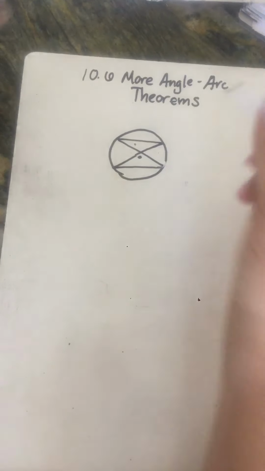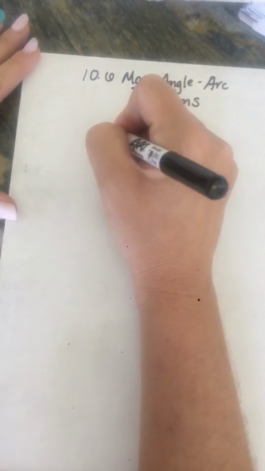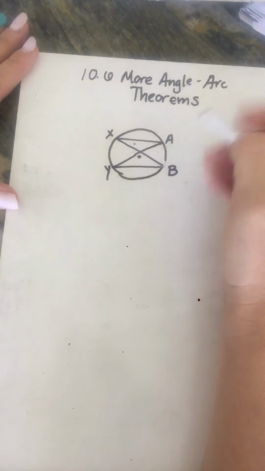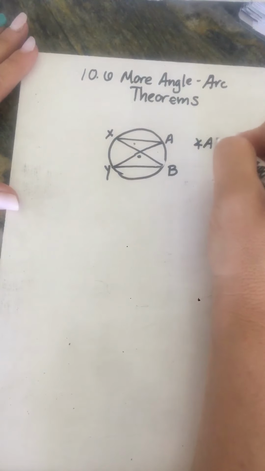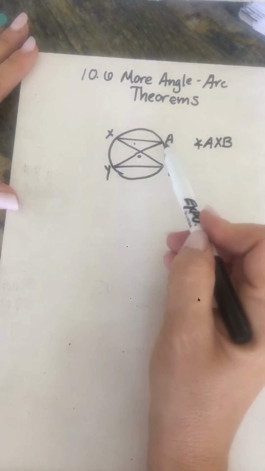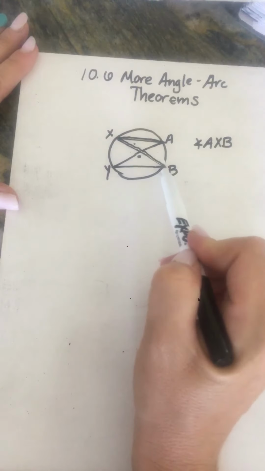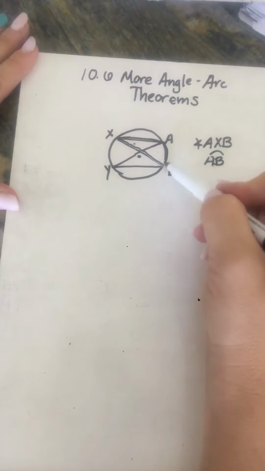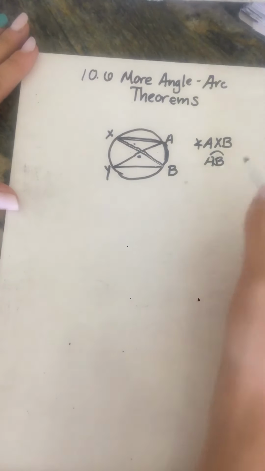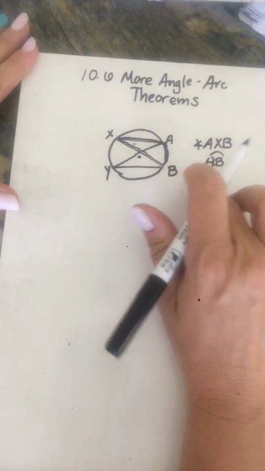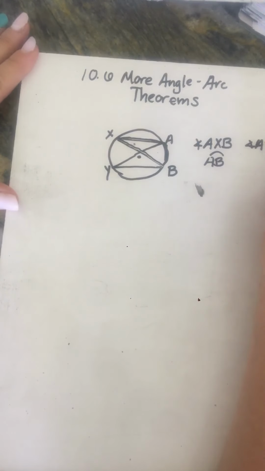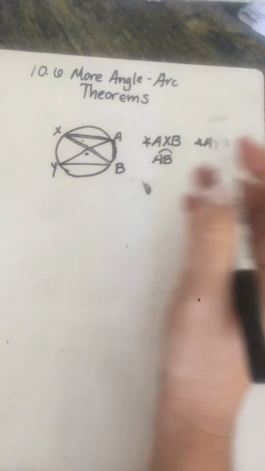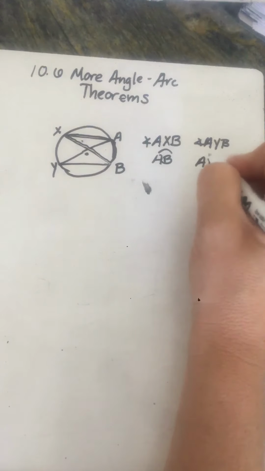So we've got this angle, let's call this A, X, Y, and this is B. So angle AXB, the arc that it intercepts is arc AB. Agreed? It intercepts this arc here. Then if we look at angle AYB, that intercepts arc AB as well.